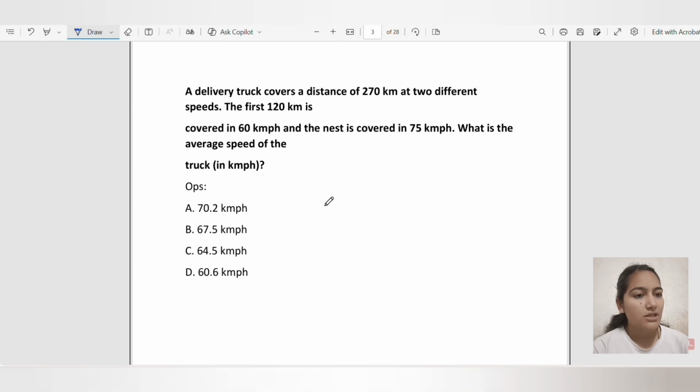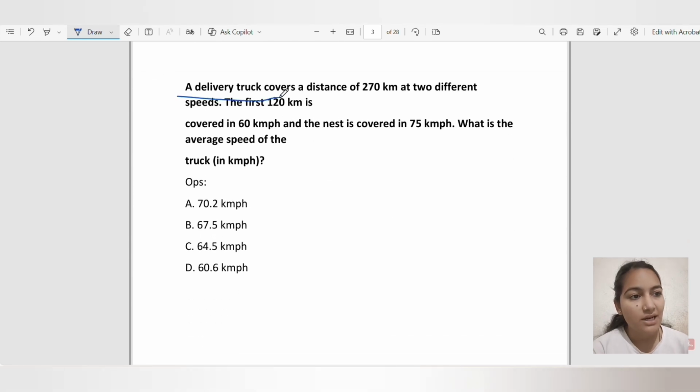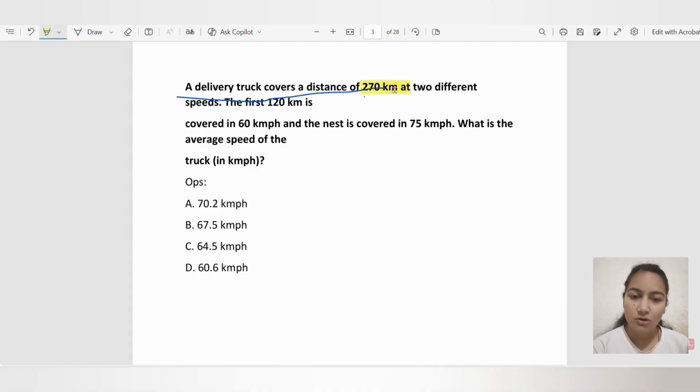Our second question is, a delivery truck covers a distance of 270 km. First, take the screenshot of this question and solve by yourself, then only see the solution. Okay. A delivery truck covers a distance of 270 km at two different speeds. The first 120 km is covered at 60 kilometer per hour and the next is covered at 75 kilometer per hour. What is the average speed of the truck?